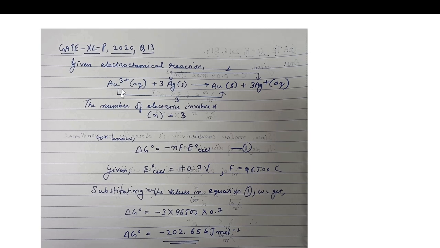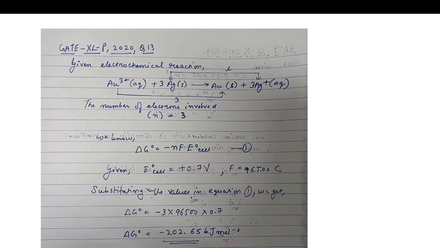Now what you need to find out is this del G naught value. The n value you got by solving like I just discussed with you. So the n value for this question will be 3, and Faraday's constant is already given, that is 96500 coulomb. Now you just need to substitute these values in this equation to get the answer, that is, this del G naught value will be minus 202.65 kilojoule per mole. Okay, so this is one of the questions that I wanted to discuss with you.